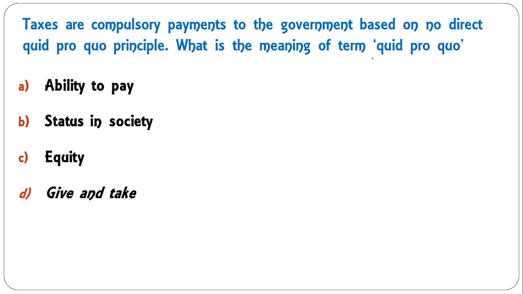What is the meaning of quid pro quo? Ability to pay, a status in society, equity, give and take. Quid pro quo means give and take. So a tax is a compulsory payment to the government based on no direct quid pro quo. The government doesn't pay anything to the taxpayer directly, so no quid pro quo principle, no give and take principle, is followed while imposing taxes. So the correct answer is D.